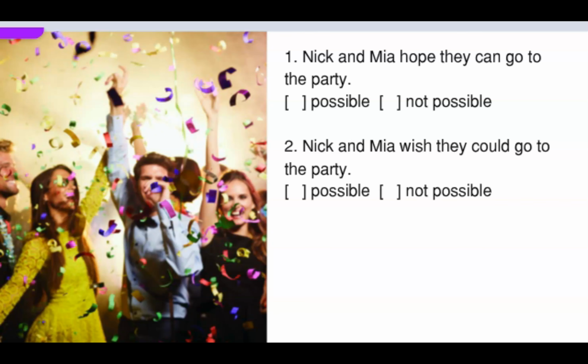Look at the picture and read the first sentence. Is it a possible situation or a situation that is not possible? Listen to the first sentence. Nick and Mia hope they can go to the party. The first sentence is a possible situation. Read the second sentence. Listen to the second sentence. Nick and Mia wish they could go to the party. The second sentence is a situation that is not possible.